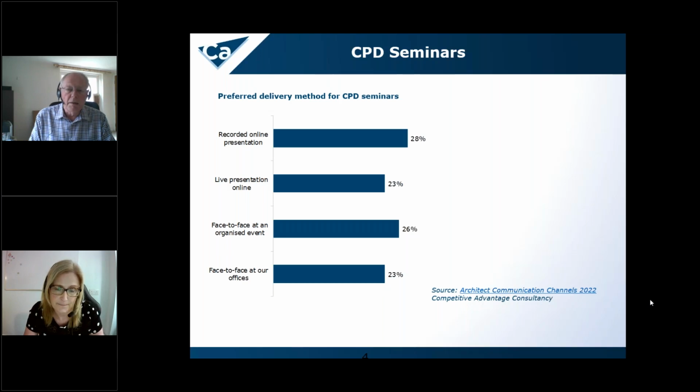And of course, online is much more cost and time effective. If we think of delivering a CPD seminar, there's quite a chunk of time. Often it'll take half a day of a person's time to get to the venue, to set it up, to do the talk, to run through it all, to pack away afterwards, etc. Whereas online takes much less time, doesn't it?